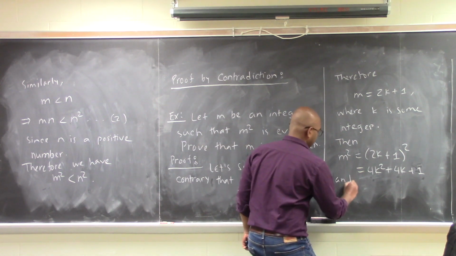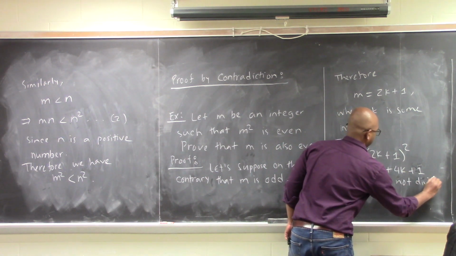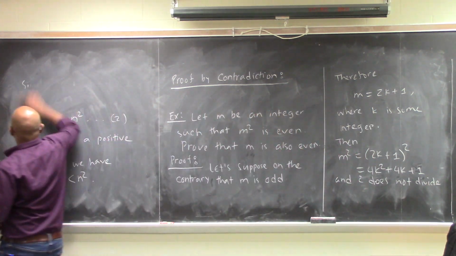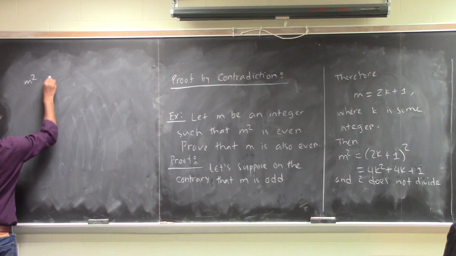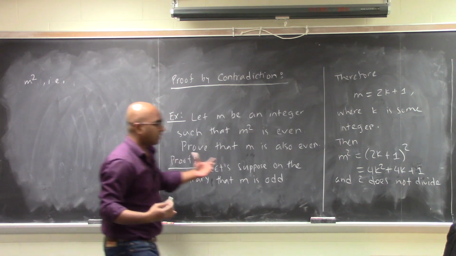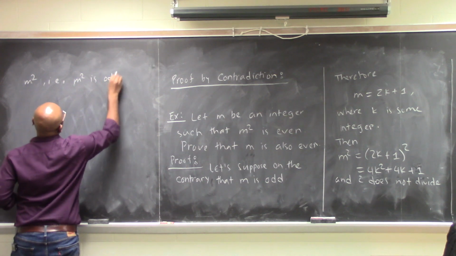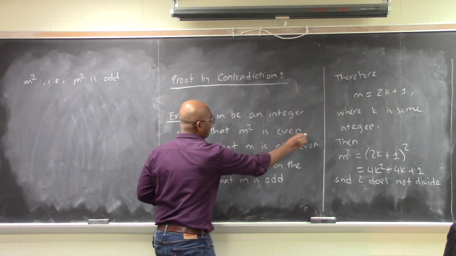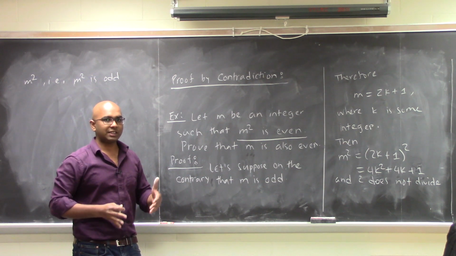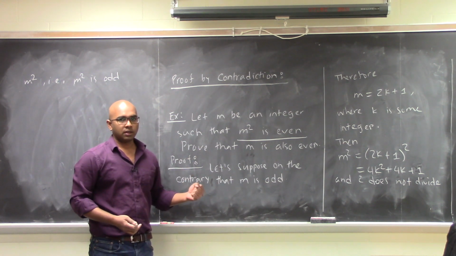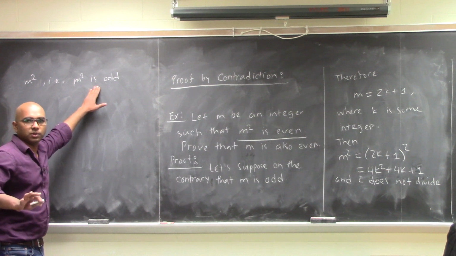And hence 2 does not divide m square, i.e., if 2 does not divide a number, that means that number is odd, right? i.e., m squared is odd. But at the beginning, what did we have? We had that m squared is an even number. That was our hypothesis. We cannot change our hypothesis, right? So at the beginning, we agreed that m squared is even. But then, if m is odd, then m squared is forced to be odd, which is not possible, okay?